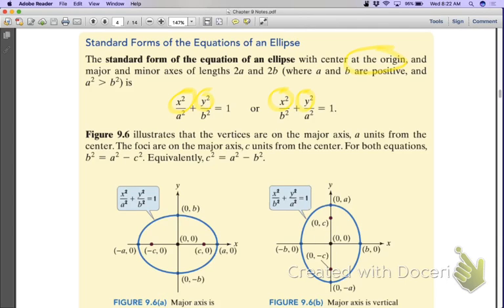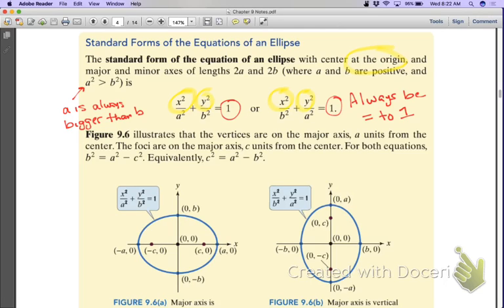Notice one thing that you have to have: it will always be equal to 1. It should never be equal to anything but 1. And then the last thing here is that A is always bigger than B.